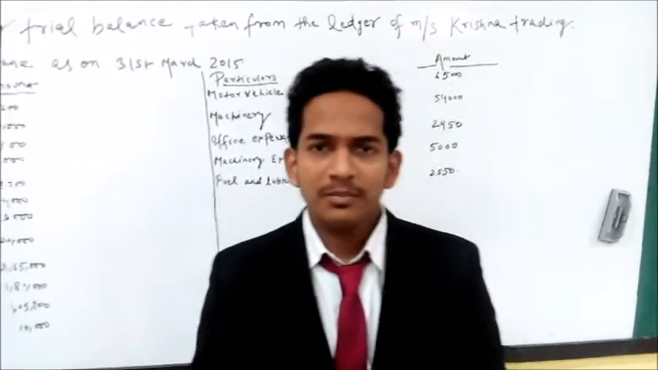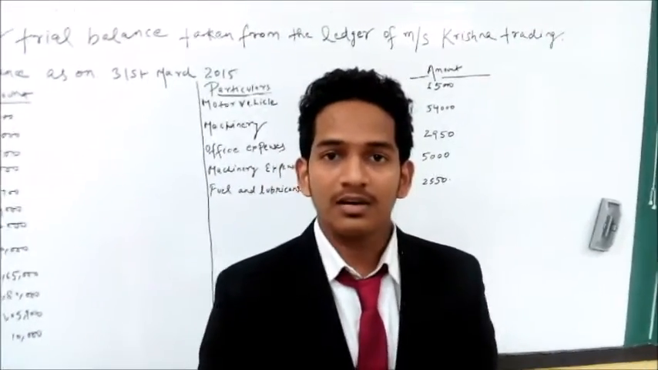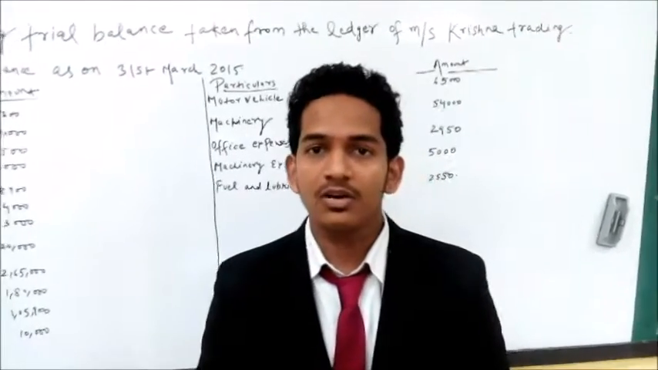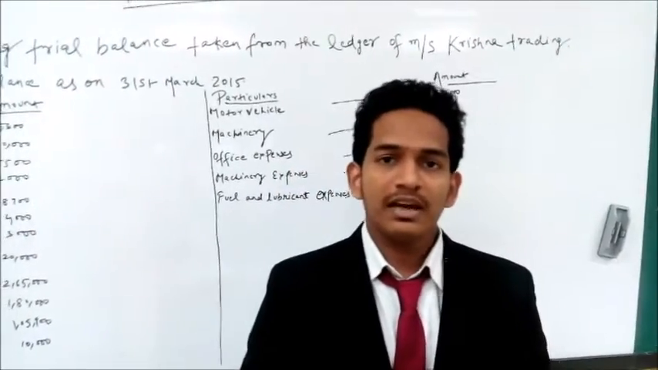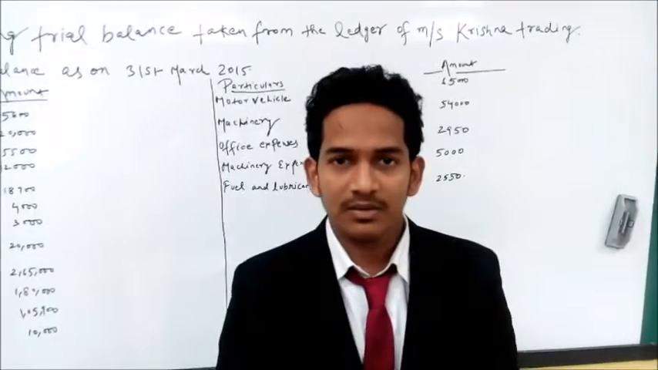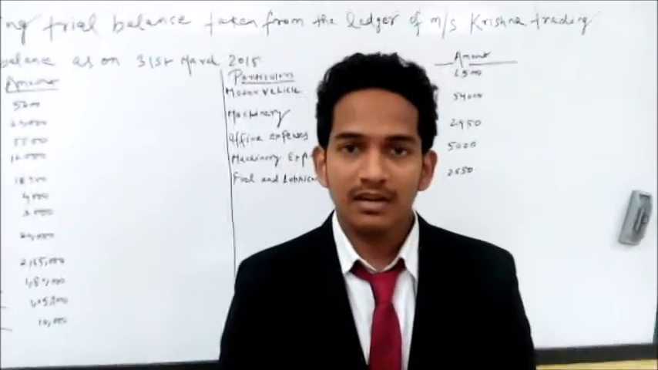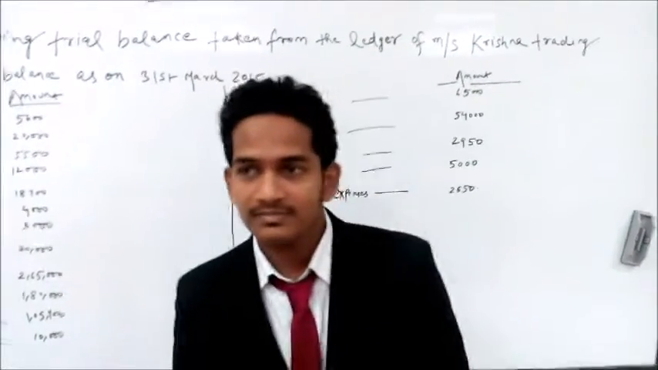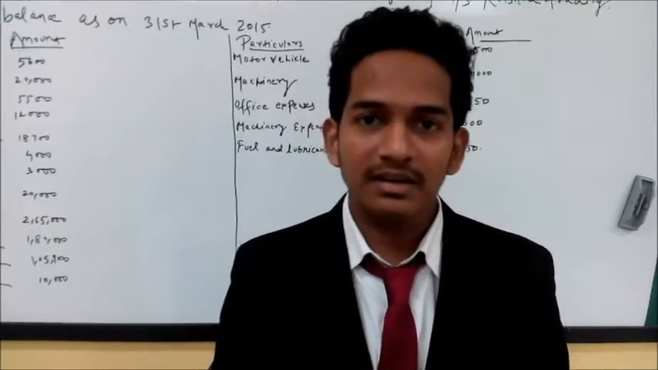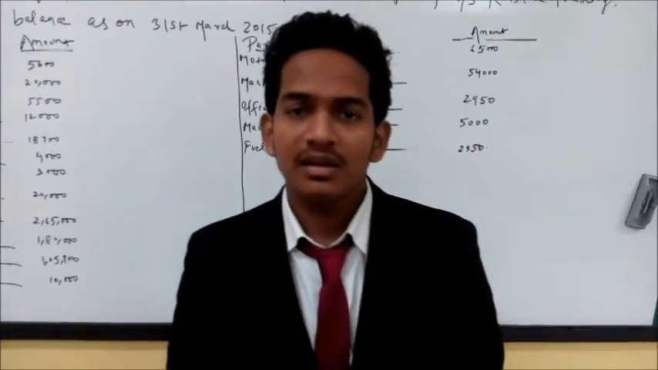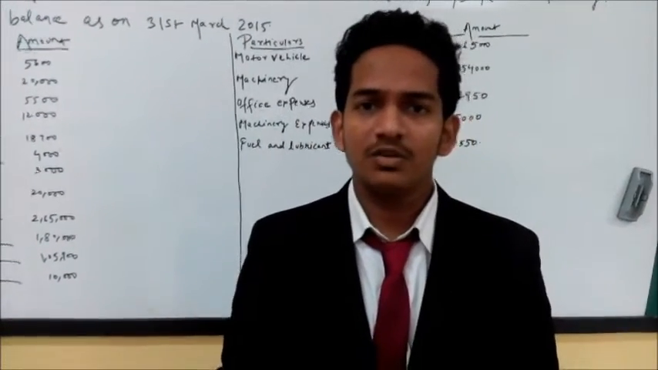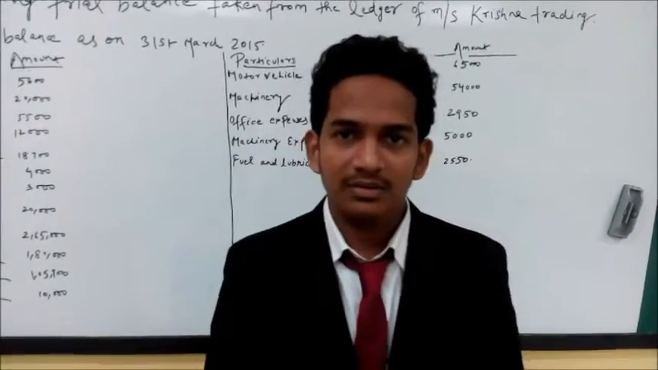It is a statement prepared by putting all the debit accounts on one side and the credit accounts on another side to check the arithmetical accuracy of ledger accounts. It is a link between ledger account and final account. The second point is the debit and credit balance must be equal. And the third point is it is the basis of preparation of final account.